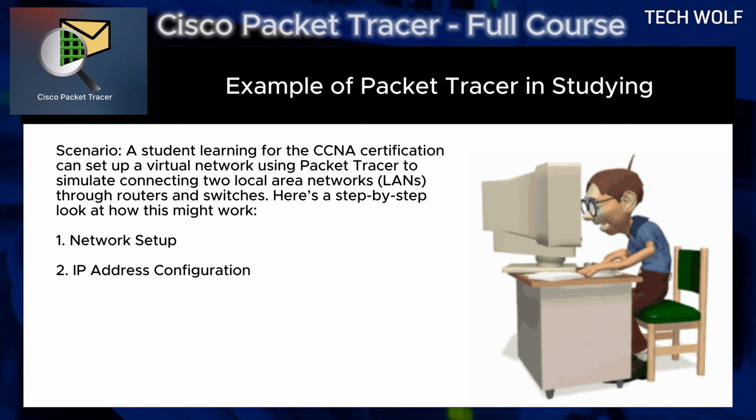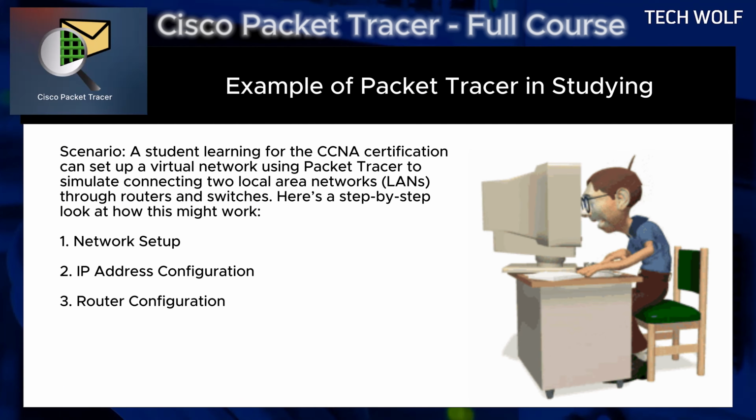Step 2, IP address configuration. The student assigns IP addresses to each device in the two networks and sets up a subnet mask and default gateway to enable inter-network communication. And step 3 is router configuration, where using the CLI or command line interface, the student configures each router with the necessary IP addresses and routes to enable packet forwarding between the two LANs.